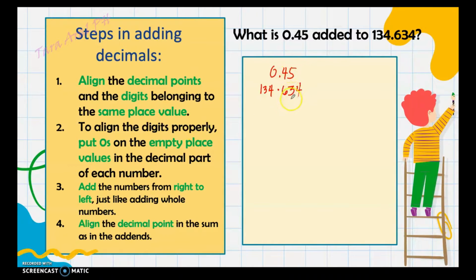Put zeros on the empty place values in the decimal part of each number. We need to add 0 here in the empty place value to have the same number of decimal places. Then add the numbers from right to left, just like adding whole numbers. So we have 4, this is 8, this is 10, carry 1, 5, 3, and 1. Then align the decimal point in the sum as in the addends. So our answer is 135.084.